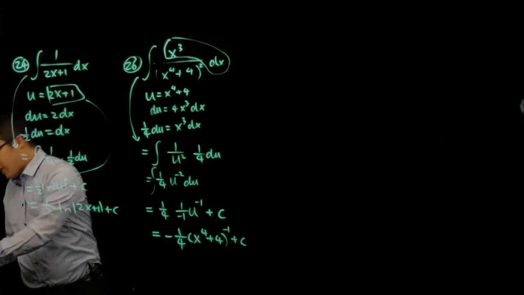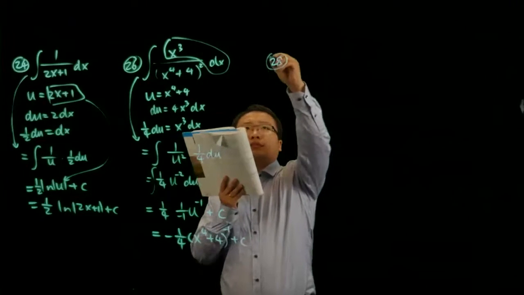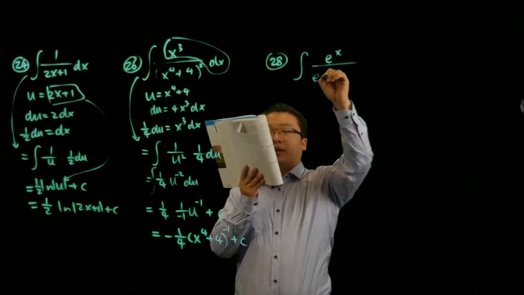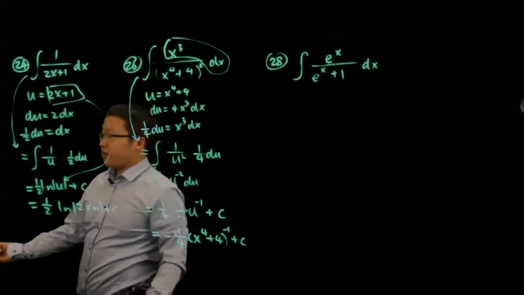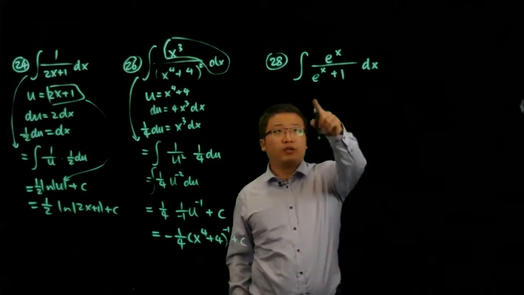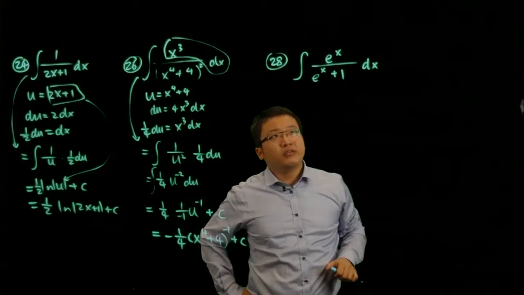Okay. Now last one, 28. It is the integral of e to the x over e to the x plus 1 dx. Now for this question, it looks like, why do you need the integral? Can you just break it? The answer is you cannot, because the denominator is in a relatively complicated case.